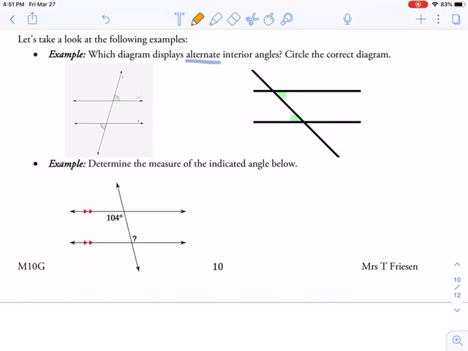But we also know that we need to have interior angles, right? So they need to be inside, meaning between the two parallel lines. And we can see that these two are between, right? Those two angles are between these parallel lines, but we can see that this angle and this angle are outside the parallel lines, so that means that they are not interior angles, and so because of that, this is the diagram that we're going to circle. That's the correct diagram.